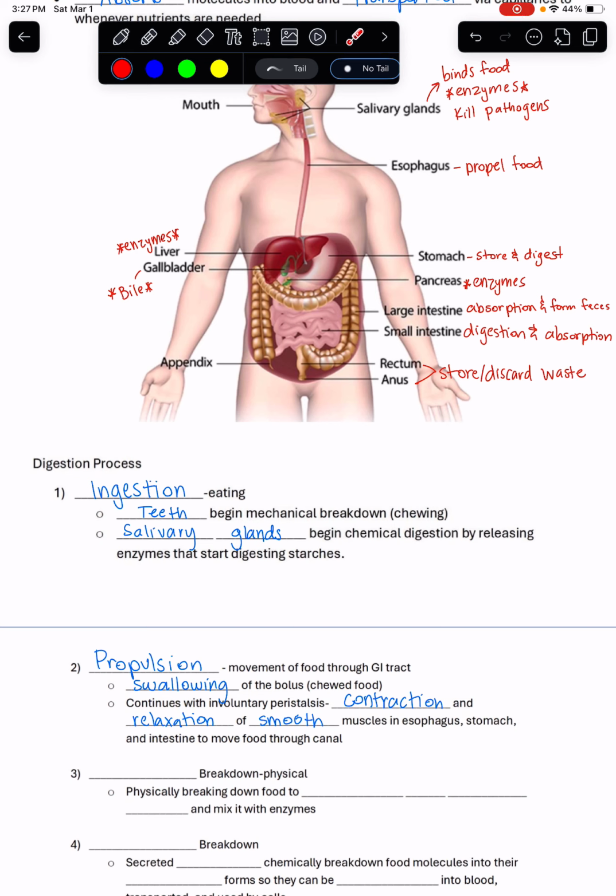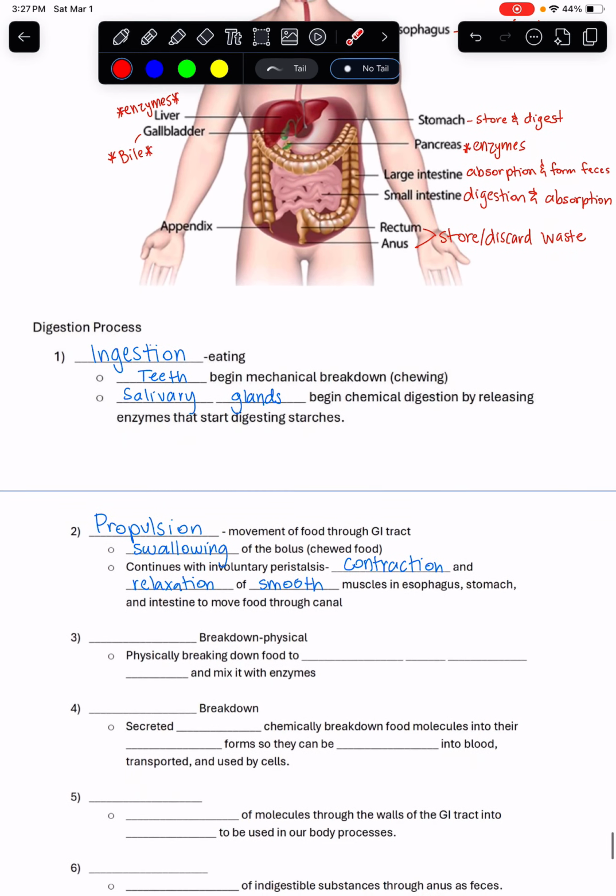And I can show you kind of a video of what that looks like, but basically as one side of your muscle contracts and the other side relaxes, it pushes the food forward. Then you'll have another section contract and another section relax, and it will continue to just push it through your whole body. All right, the next part is what we're going to say is mechanical breakdown. All right, so we're going to actually start breaking down our food. Mechanical breakdown is a physical breakdown.